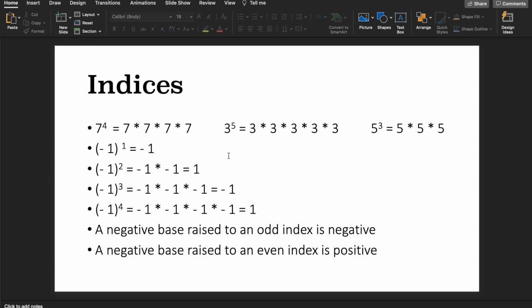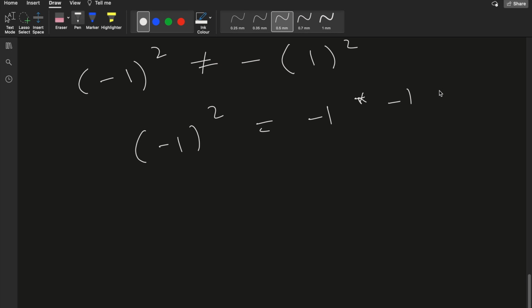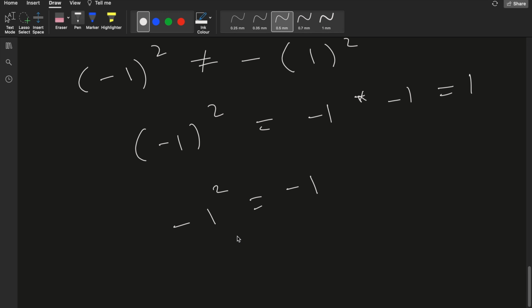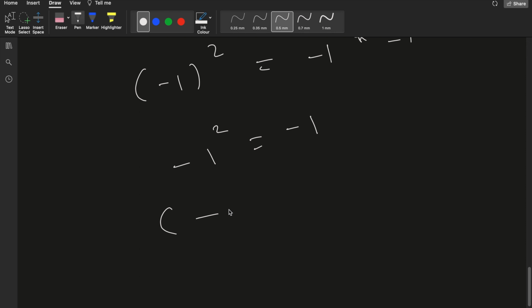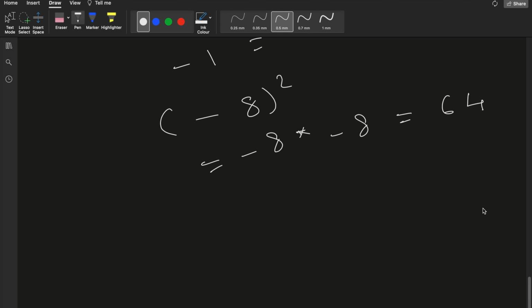I'd also like to clarify one more thing. Negative 1 whole squared is not equivalent to minus 1 whole squared. This is not equivalent. So minus 1 whole squared would be minus 1 into minus 1, that would be 1, whereas minus 1 squared would be minus 1. Let's also take another example. Let's take minus 8 whole squared. This would be negative 8 into negative 8, that would be 64. Whereas a negative of 8 squared would be negative of 8 into 8, that would be negative 64. So these two are two different things.